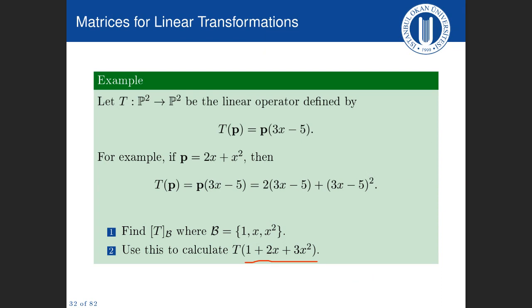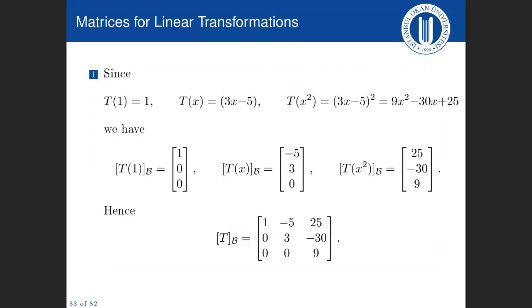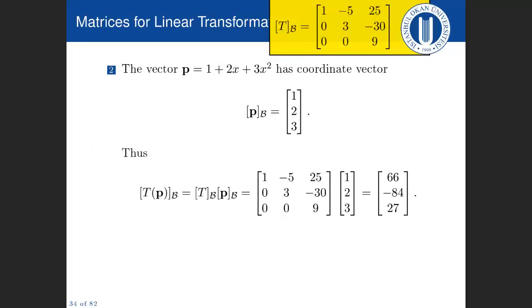If you start with 1 plus 2x plus 3x squared and you replace every x by 3x minus 5, it's going to be 1 plus 2 times (3x minus 5) plus 3 times (3x minus 5) squared. Put those in and multiply it all out, and you can check that we get 66 minus 84x plus 27x squared. And you might say, well, maybe that calculation is just as quick as this one.